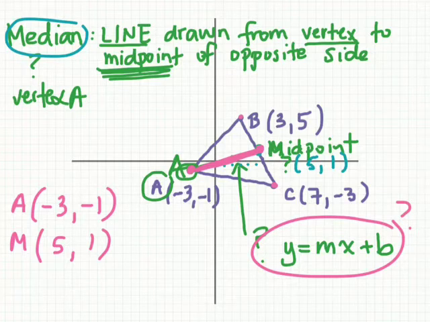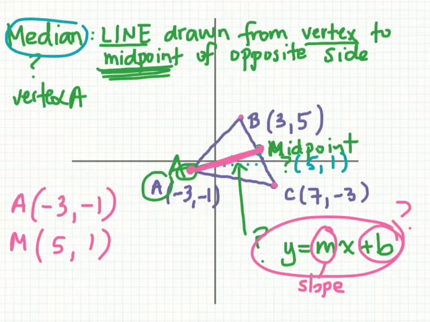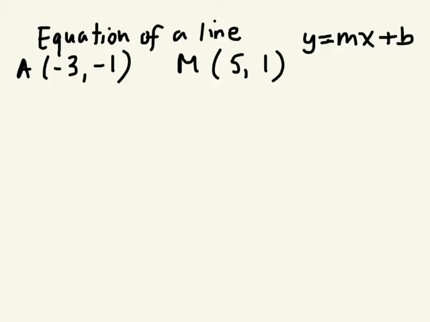This goes back to grade 9 math. There's two things you need to figure out when you're finding an equation of a line. What are the two things? Slope and y-intercept. Can you find the equation of the line given two coordinates? Yes. So we need to come up with an equation of the line, which is the median, that goes from A to M. So let's start by finding the slope.